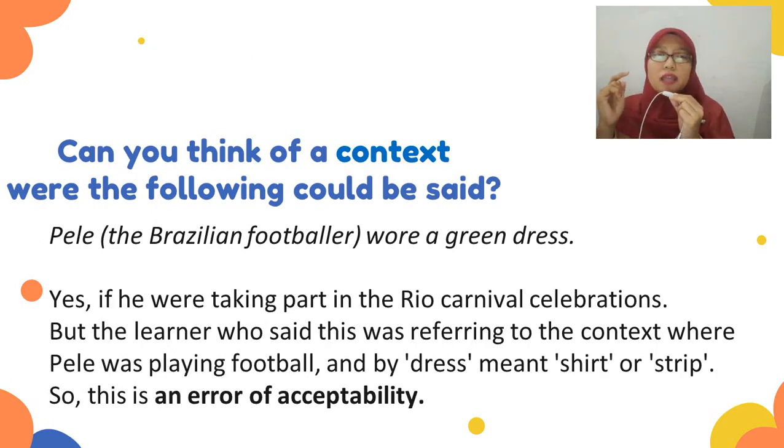Can you think of a context where the following could be said? Pele, the Brazilian footballer, wore a green dress. Can you imagine it? Pele wore a green dress? Okay, yes, if he were taking part in the Rio Carnival celebrations, but the learner who said this was referring to the context where Pele was playing football, and by dress means shirt or strip. So this is an error of acceptability.